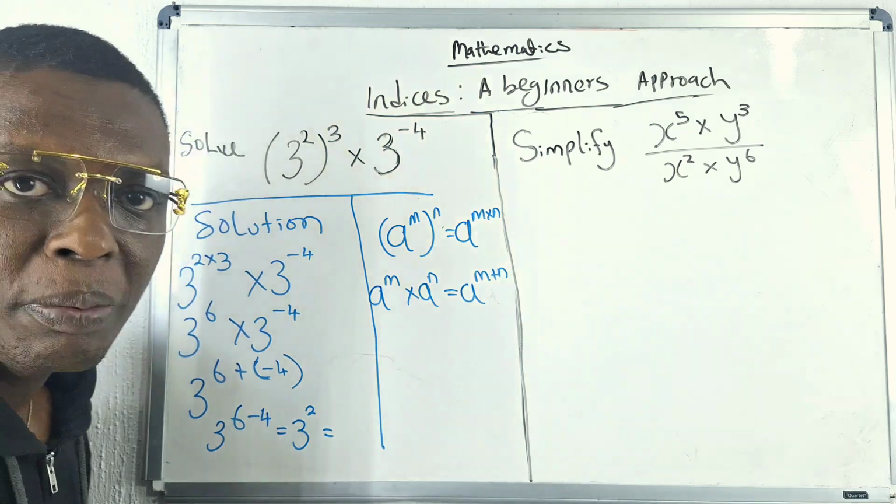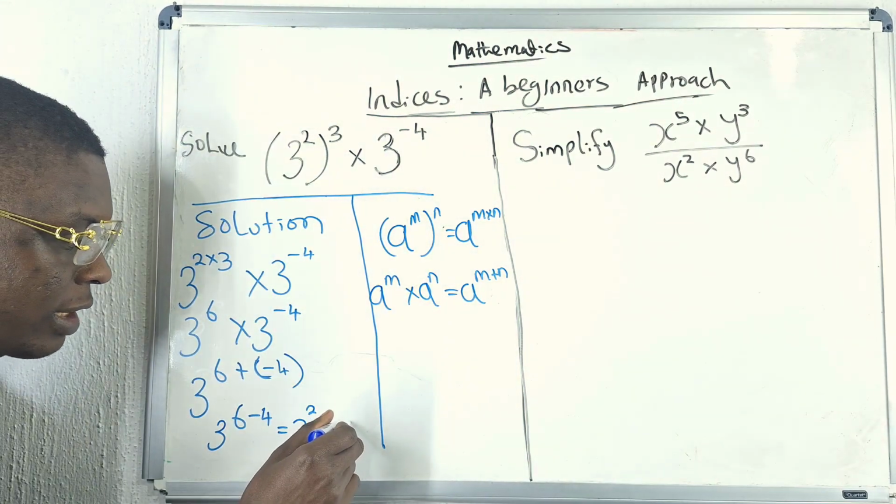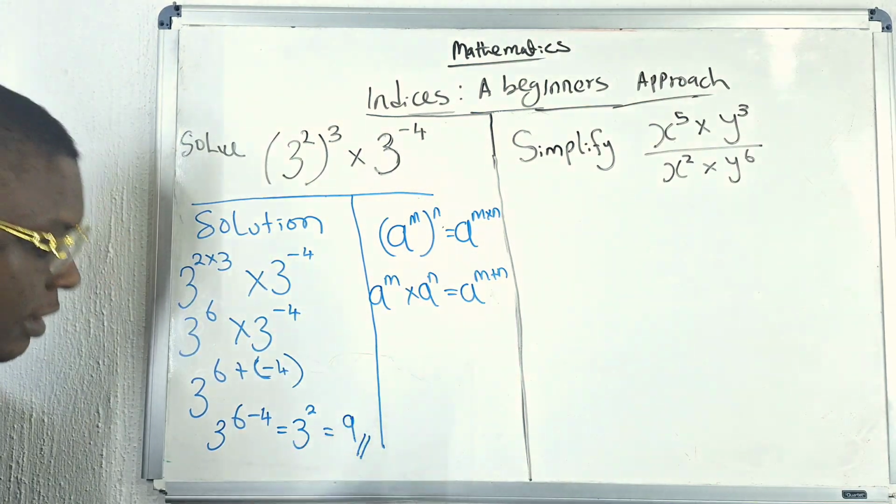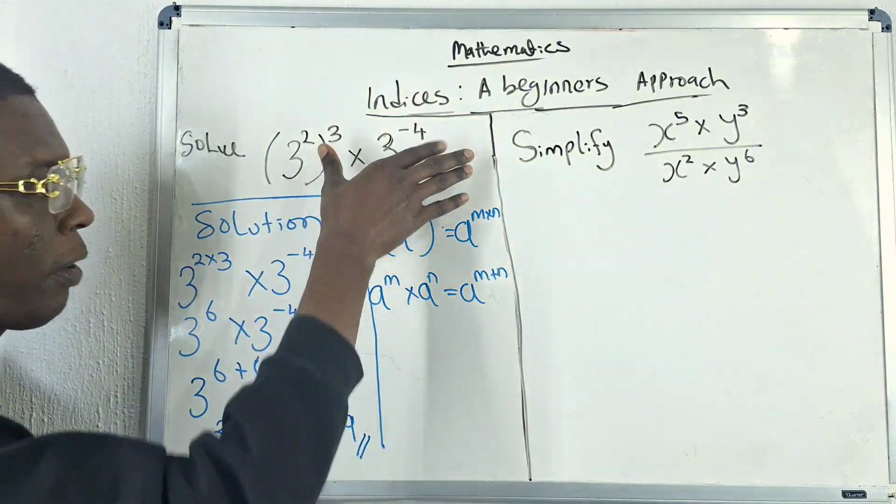And guys, what's 3 raised to power 2? 3 raised to power 2 is 9. And that is the solution to this problem.